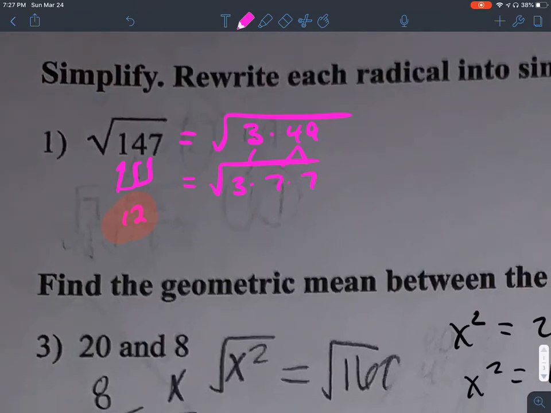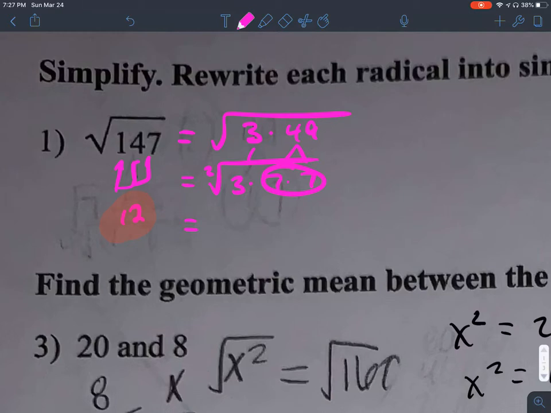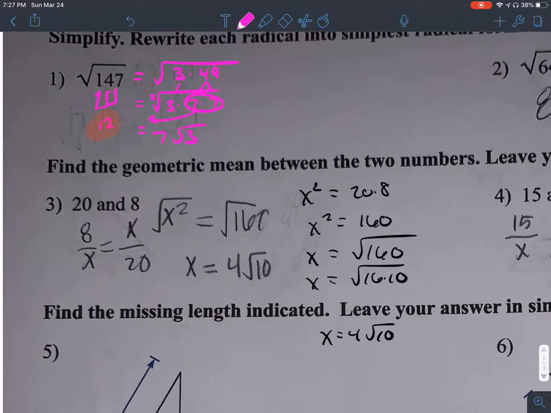Once you have all prime numbers, which we do now, you circle pairs of the same number. Why pairs? Because it's a square root. So a pair of 7s, for every pair you put one number on the outside. Anything uncircled stays on the inside. So you get 7 square roots of 3. Let me show you that same method over here for this problem.